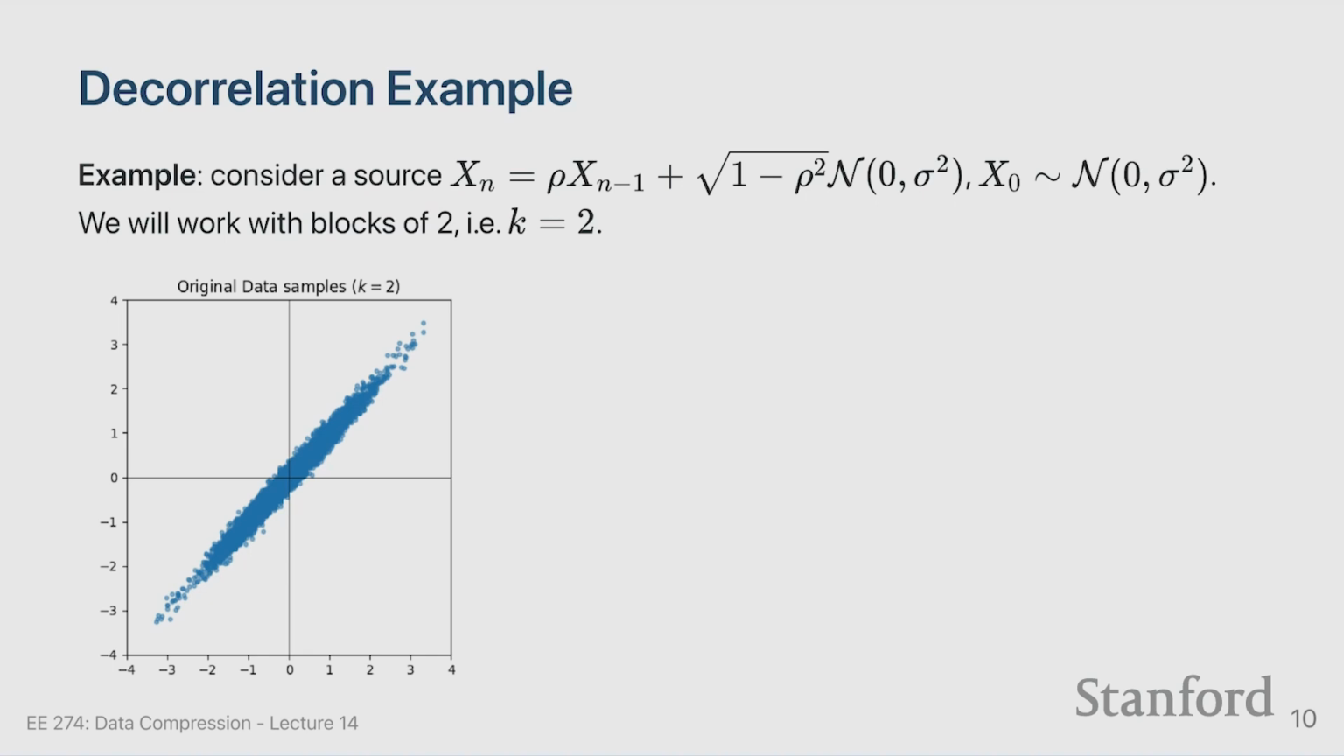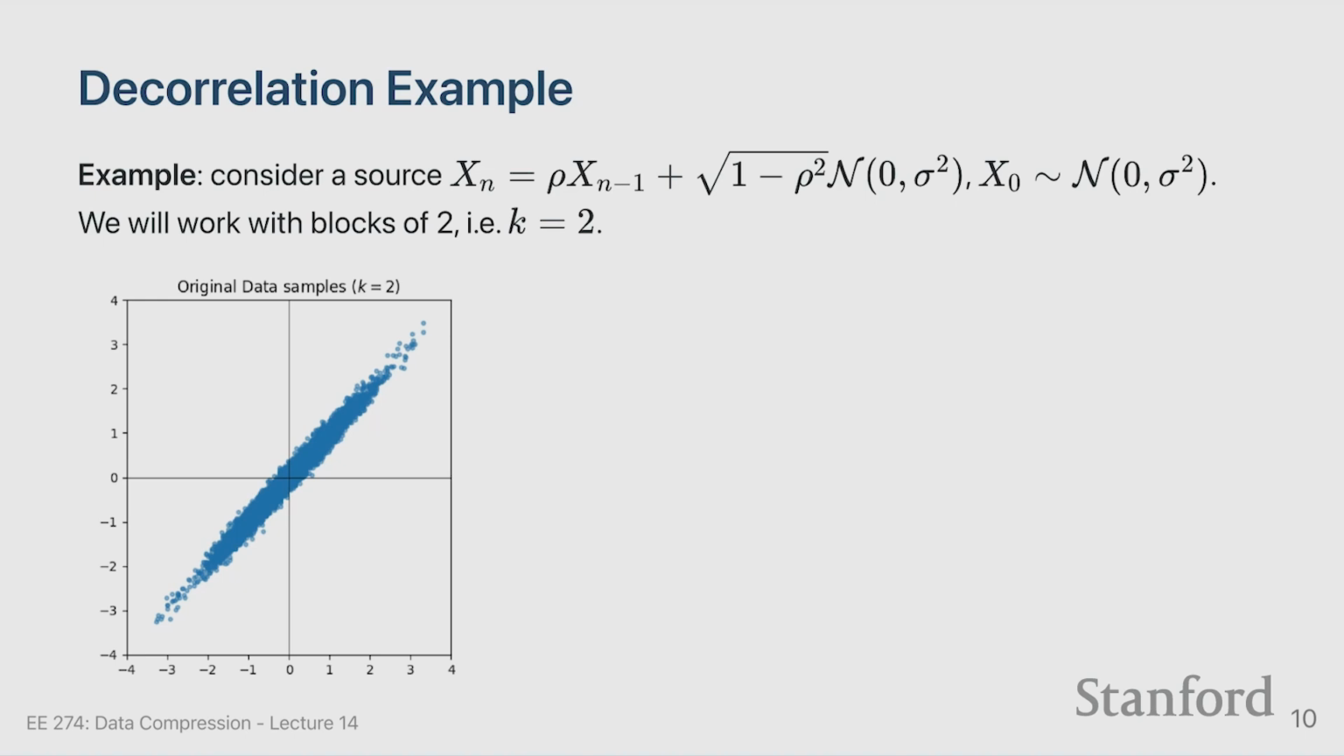Okay, so we are going to look into one specific example. Consider you have a source which looks like this, where x_n is rho times x_{n-1} plus square root of 1 minus rho square, so this is just a constant, times IID normal 0 comma sigma square. And your x_0 is normal 0 comma sigma square. We'll try to understand the transform coding for this source working with blocks of 2, so just k equals 2 in our setting.